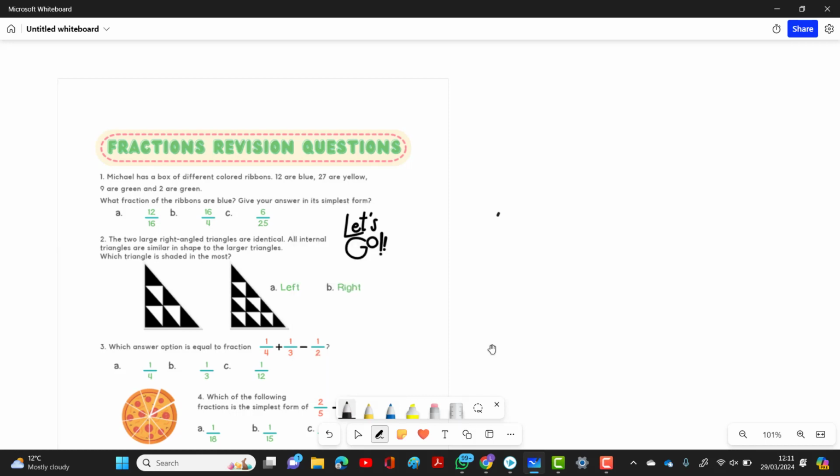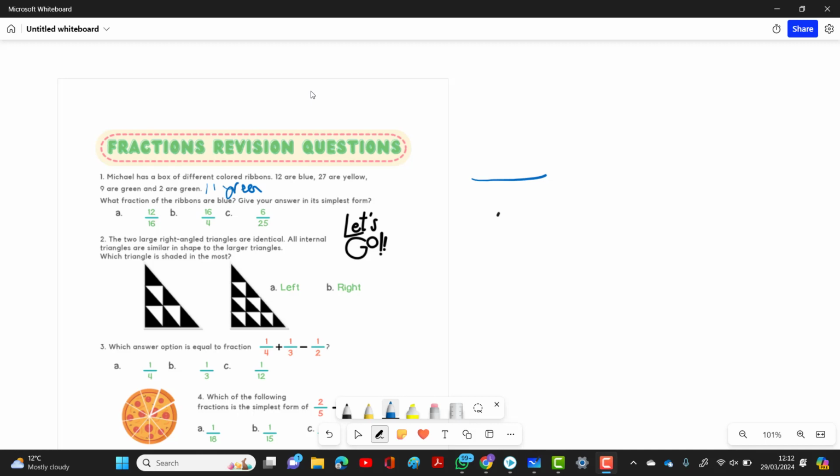So Michael has a box of coloured ribbons: 12 blue, 27 yellow, 9 green, and 2 green. Really, that should be 11 green, but it doesn't change the maths. So in total, how many do we have? Remember, with a fraction, the total is the bottom number. So the total we put in the bottom number.